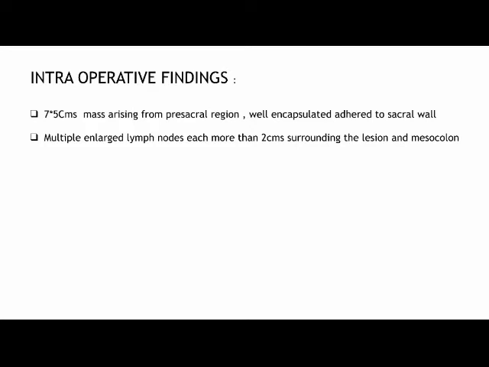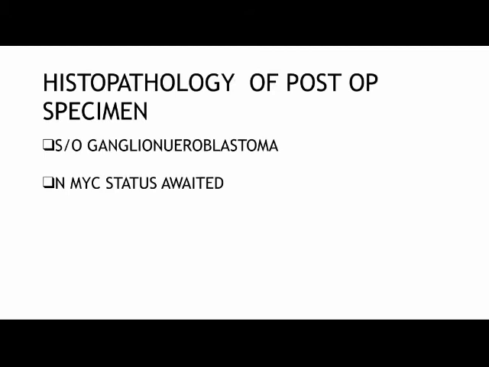So can you describe the intraoperative findings? Intraoperatively, there was a 7 by 5 centimeter mass arising from the presacral region. The mass was well encapsulated and adhered to the sacral wall. There were multiple enlarged lymph nodes, each more than 2 centimeters, surrounding the lesion, and there was mesocolon involvement as well. Okay.